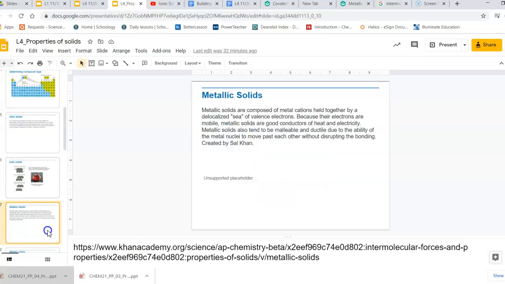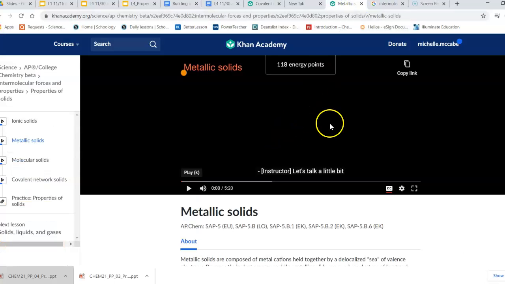So then let's jump into metallic solids. Again, I put a quick definition of it here for you to understand. Again, I'm going to DJ this video here. By the way, let me close the ionic solids because I don't need it anymore. And then metallic. Here we go.